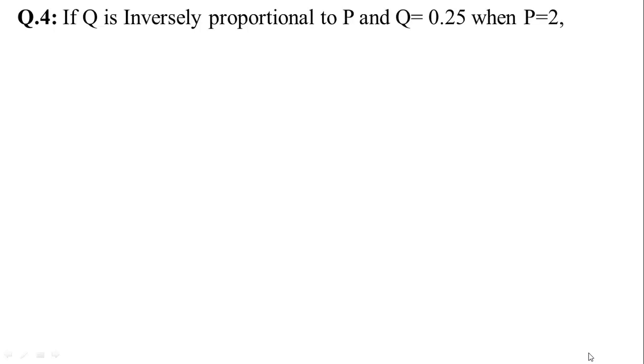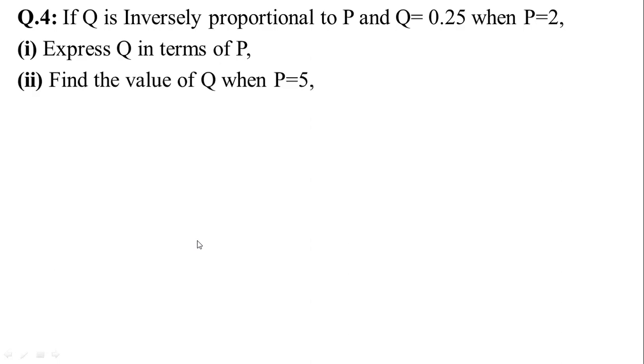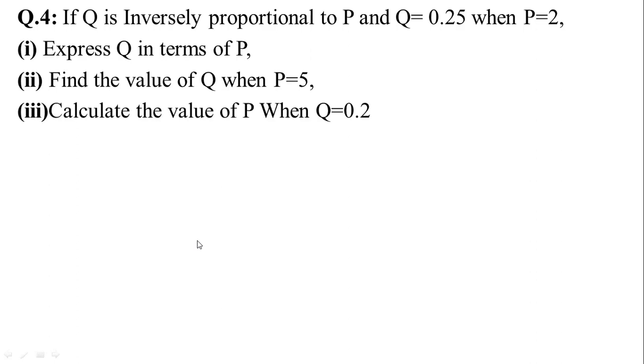Now move to the next question. Question number 4 of the basic level, the last question of this exercise. Q is inversely proportional to P, and Q is equal to 0.25 when P is equal to 2. Express Q in terms of P. In the second part, find the value of Q when P is equal to 5. Now, in the third part, calculate the value of P when Q is equal to 0.2.